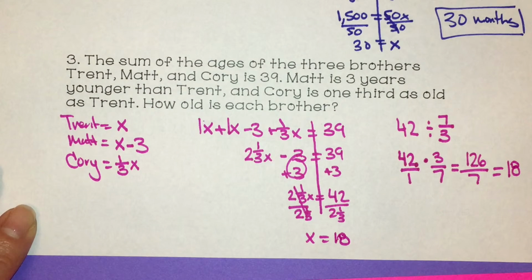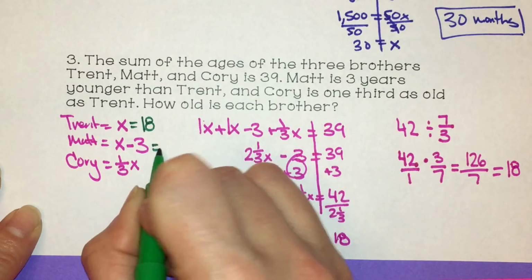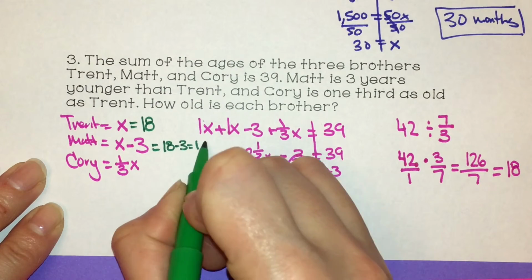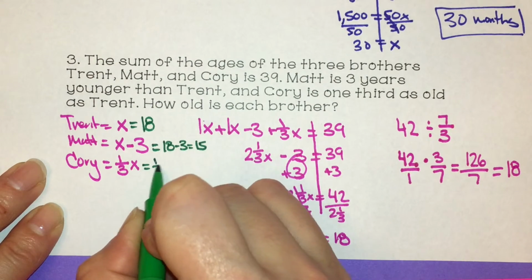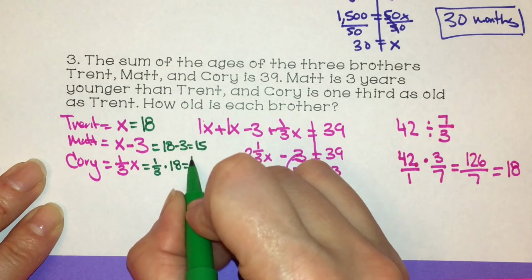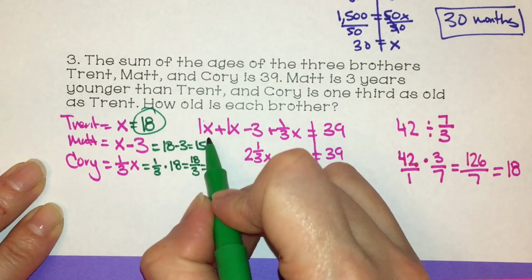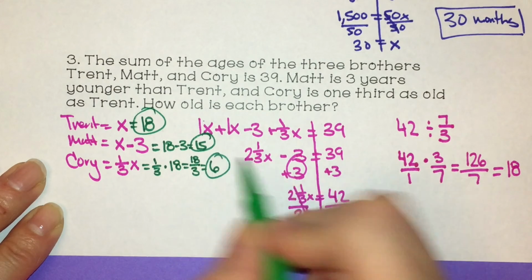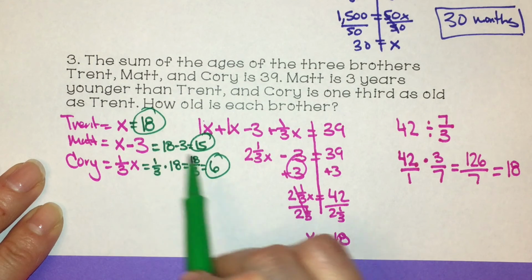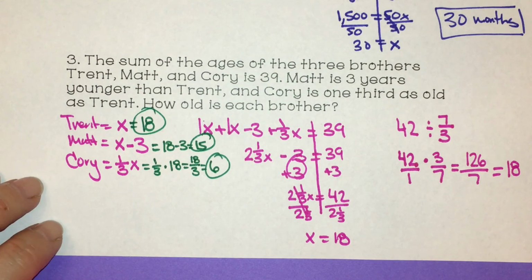So if we go back to the brothers, Trent is x, so he's 18. Matt is x minus 3, or 18 minus 3, which is 15. And Corey is 1/3 times x, which is 1/3 times 18, well, it's just 18 over 3, which is 6. Meaning Trent is 18, Matt is 15, and Corey is 6. So if we add them together, they should equal 39. We have 18 plus 15 is 33, plus 6 is 39. So they do add up.